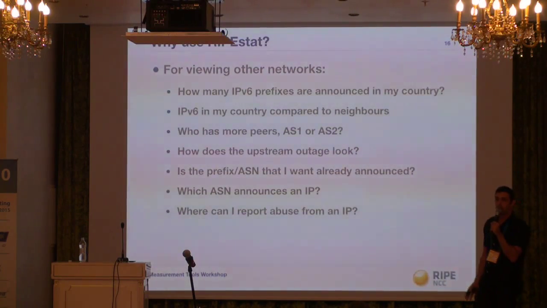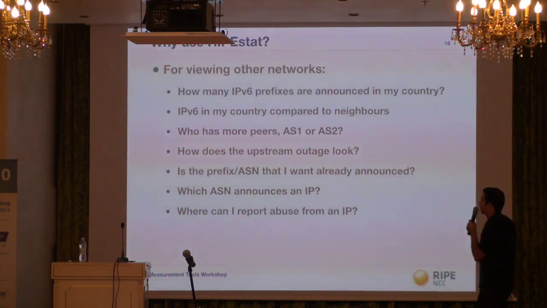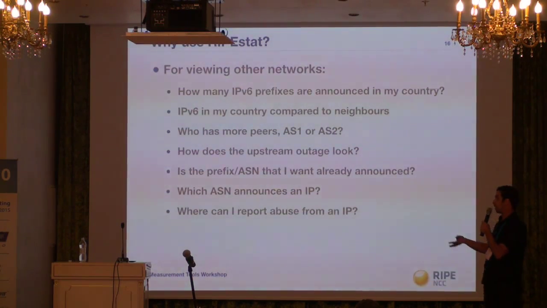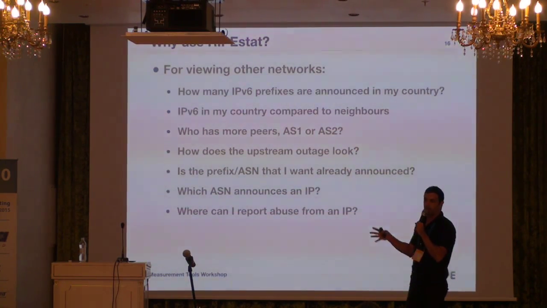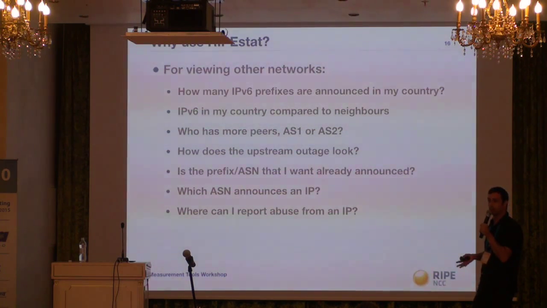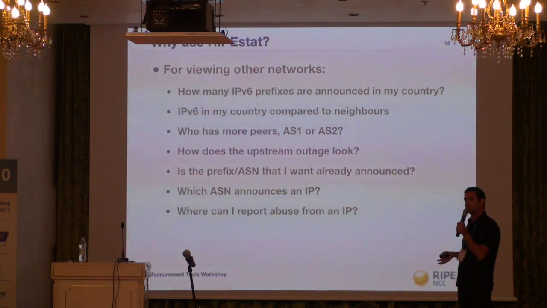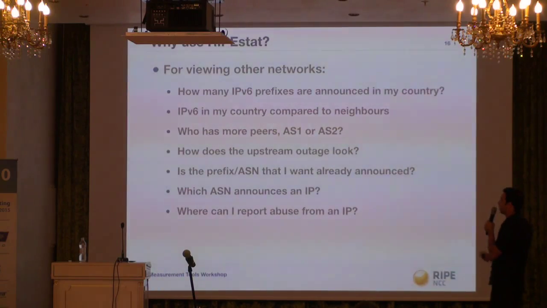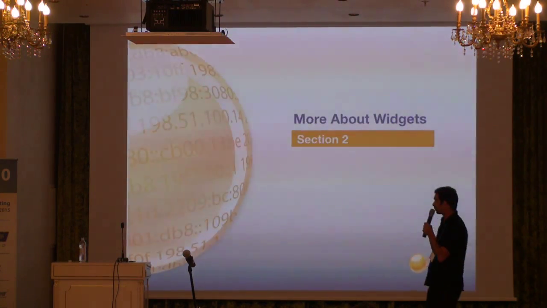And also for other people's networks, you can get interesting information which can be useful for you later on. Like how many IPv6 prefixes are in Ukraine or any other country, so you can easily get this information. Compare all the neighbors, and also if you are about to peer with somebody new, a new AS number, you can see more information about your potential peer. Compare them. And other types of information. So for any AS number or prefix that you see, you can get useful information out of it.